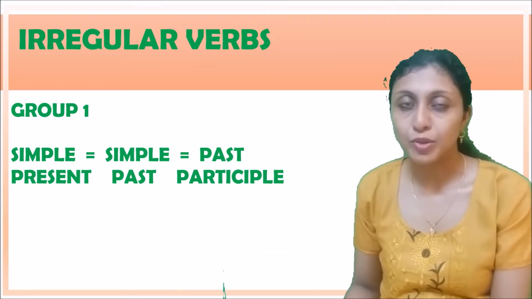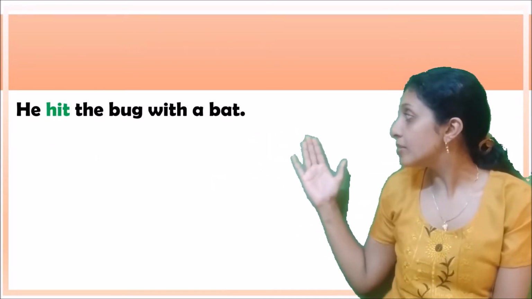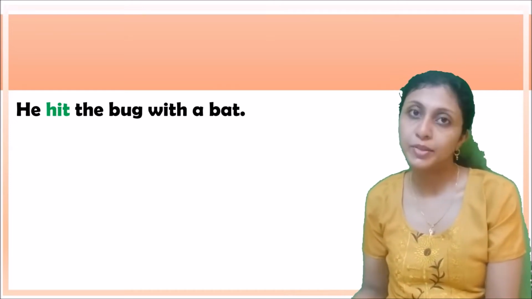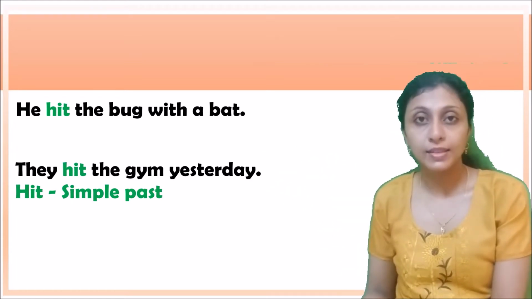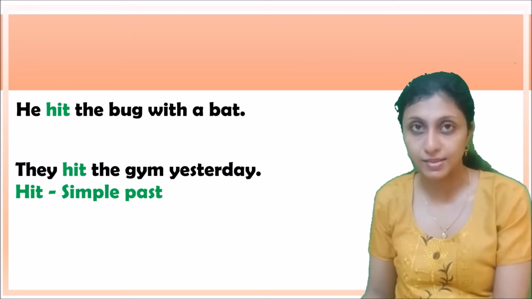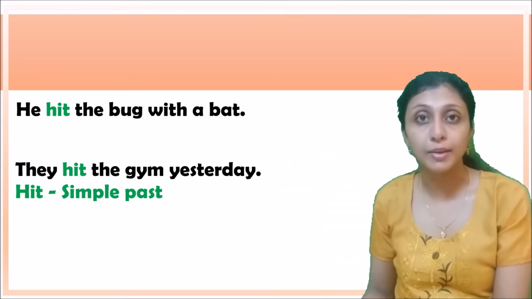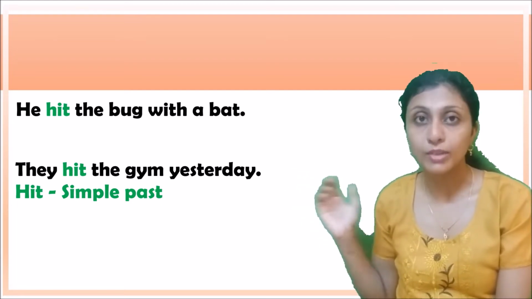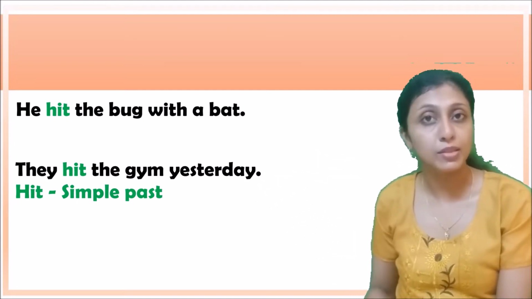Some examples of such verbs are hit, set, etc. He hit the bug with a bat. So this sentence is in the present tense, and we've got the verb hit being written in the same way as it is. They hit the gym yesterday. So in the second sentence, we are talking about an action that happened yesterday, and it is referring to the past tense. So in the past tense, we find that the verb hit remains the same. There is no change in the verb. Therefore, you can say that these are group 1 verbs, as we have the simple present tense, the past tense, as well as the past participle remaining the same.